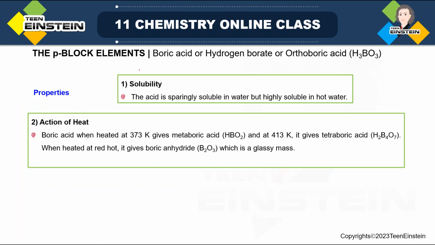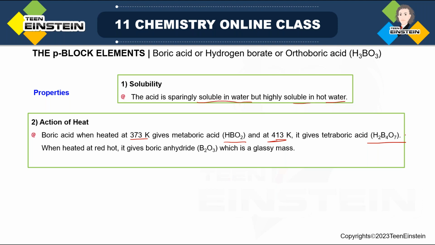After preparation, properties. The acid is sparingly soluble in water, but highly soluble in hot water. Action of heat: boric acid, when we are heating it at 373 Kelvin, which is around 100 degrees centigrade, first there is formation of HBO2. And then when we are increasing the temperature to 413 Kelvin, we are getting tetraboric acid, which is H2B4O7.